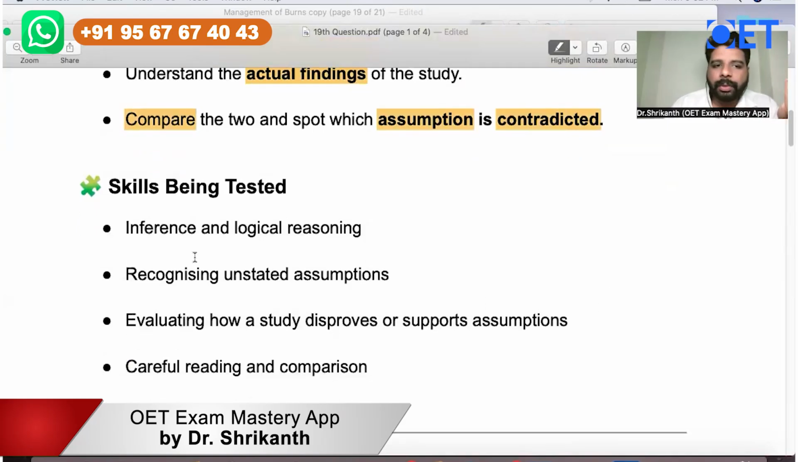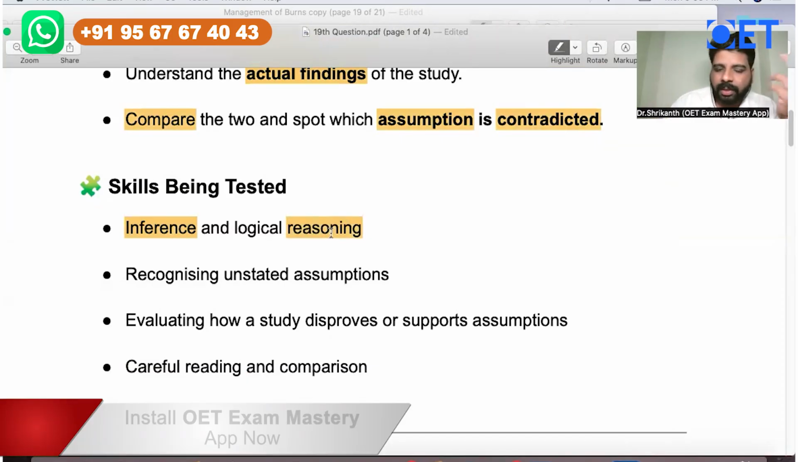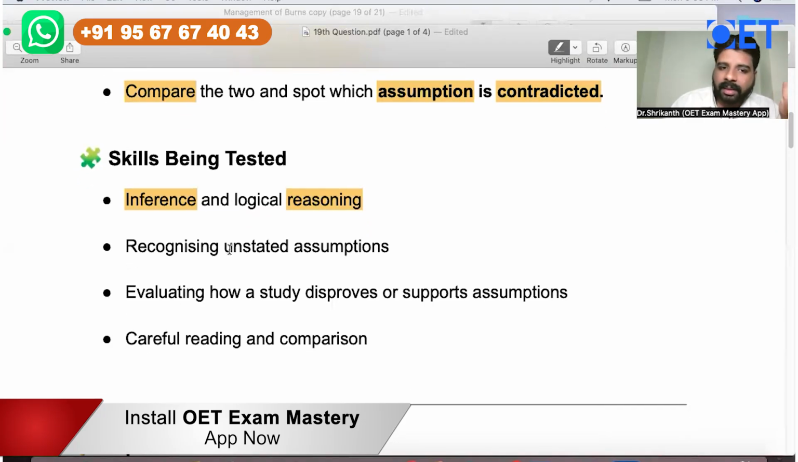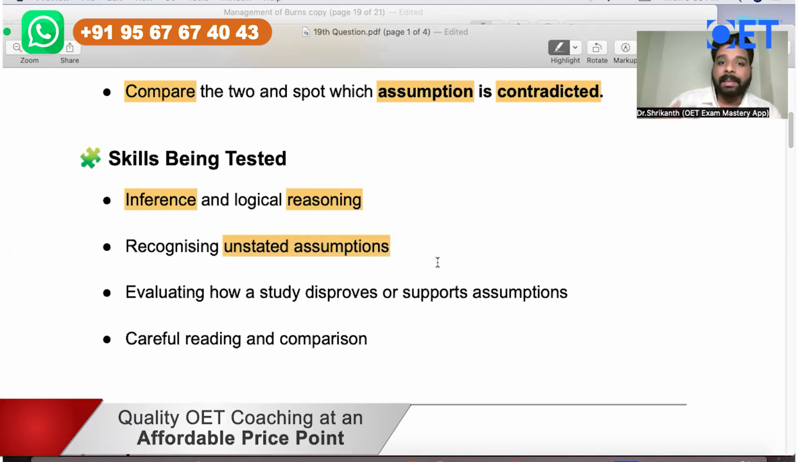So what are the skills you need? You need to have inference skills, that is drawing conclusions and logical reasoning. So thinking very logically and thinking very practically, that skill is extremely important. Recognizing unstated assumptions. That is, there will be certain assumptions or belief system that may not be directly mentioned, it is implied. Even though it is implied, you should still be able to identify them. So that skill is very important.